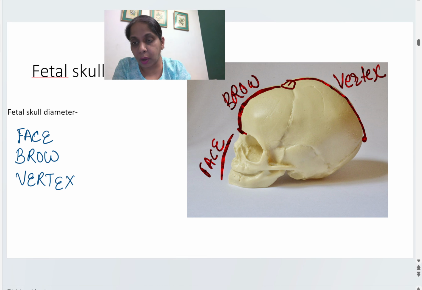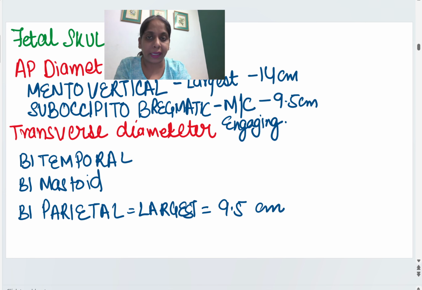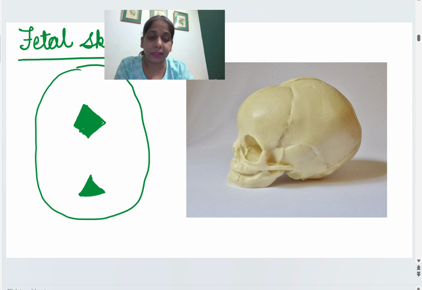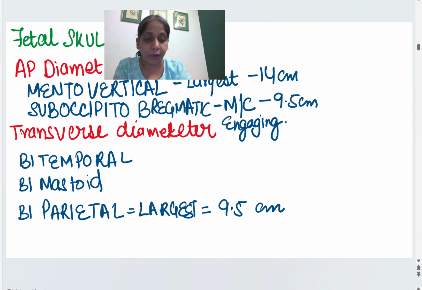Okay, now let us have one slide on skull diameters. As you all know, the skull also has anterior-posterior and transverse diameters. The anterior-posterior diameter, which is the longest, the largest, is mento-vertical. Vertical is a point between the anterior fontanelle and the posterior. It is the largest, and the most common engaging diameter is suboccipito-bregmatic.